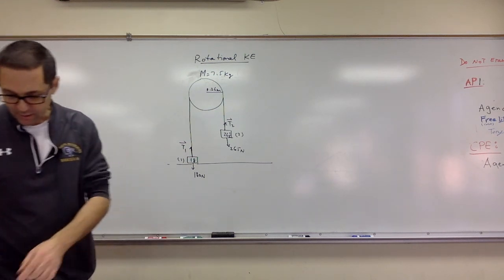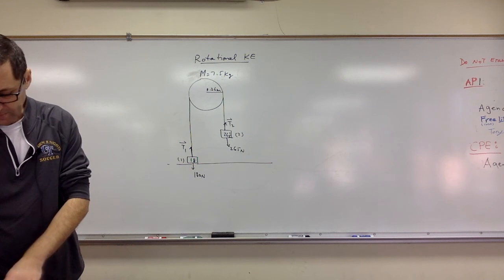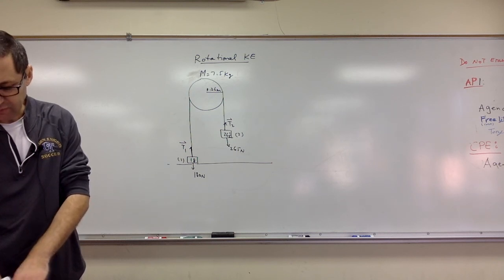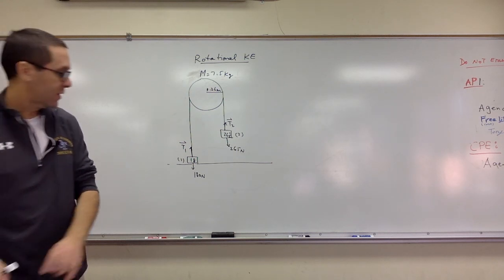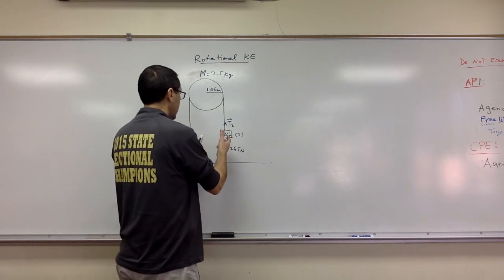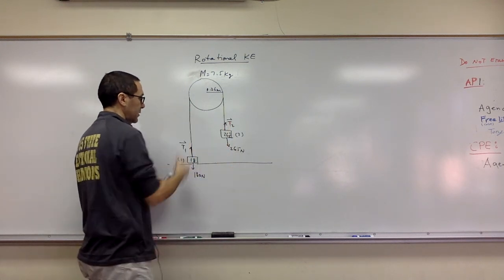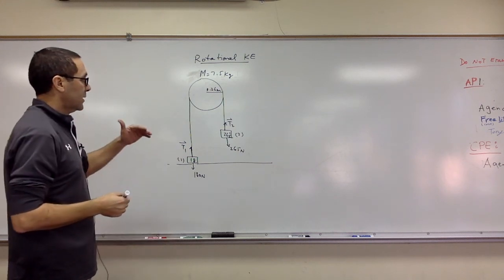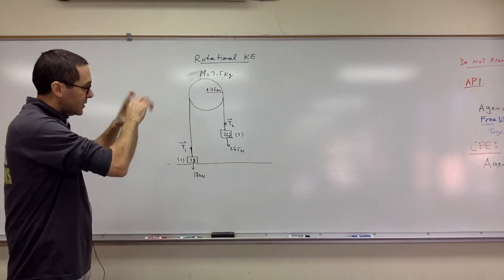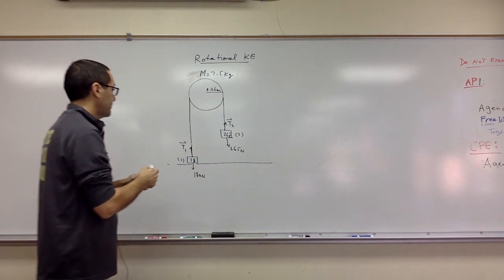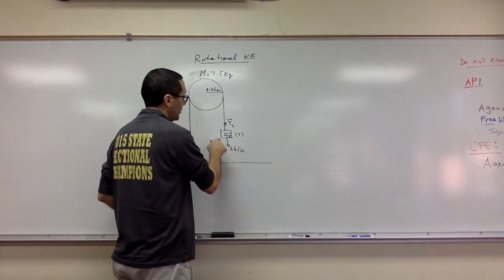So the question is asking, if the system is now released, use conservation of energy to determine the speed of M2 just before it strikes the ground. So later on, this picture will be like this: M2 will be on the floor and the other one will be up. So I'm going to start looking at the amount of energy that this whole system has at the moment we release.